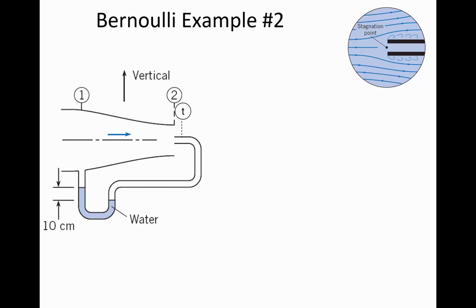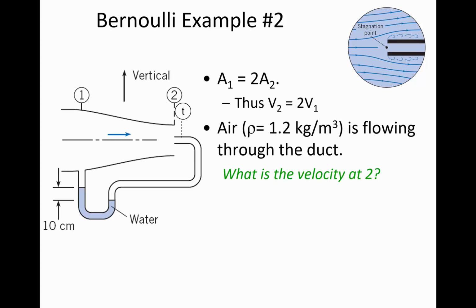So what we're going to do for this example is look at Bernoulli's equation between 3 points. We're going to call it point number 1, which is here, point number 2, which is just to the left of the opening, just before the wind encounters that stagnation tube. And then location T is inside the tube, so it's just to the right of that stagnation tube opening.